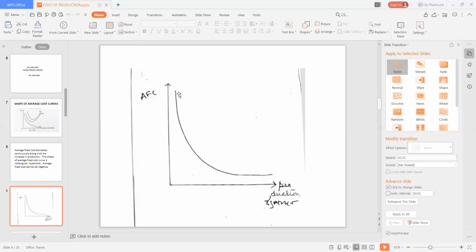Here is the shape of the AFC curve. We can see from the picture that we have measured production on the x-axis and AFC on the y-axis. From the picture we can see that the average fixed cost goes on decreasing, but it never touches the x-axis or horizontal axis.